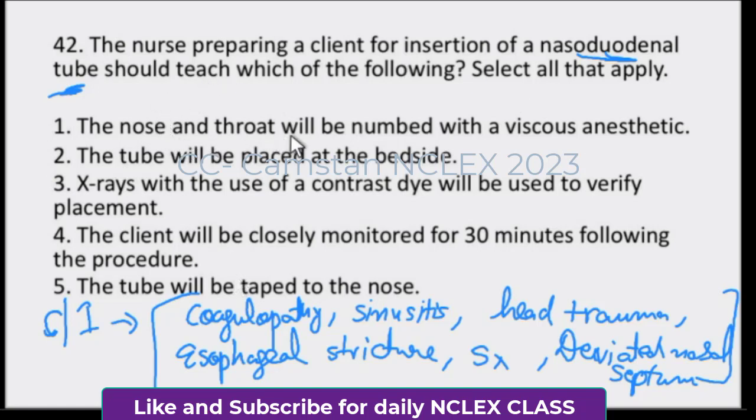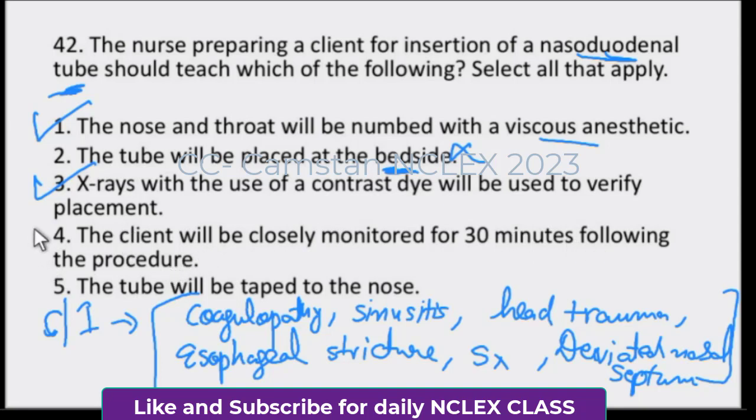The nose and throat will be numbed with a viscous anesthetic. Yes, a viscous xylocaine is used. So this option is correct. Second is the tube will be placed at the bedside. No, we should not place the tube at bedside because we have to maintain the aseptic conditions, right? So not a good point. Third is X-rays with the use of a contrast dye will be used to verify placement. Yes, third option is correct. Fourth is the client will be closely monitored for 30 minutes following the procedure.